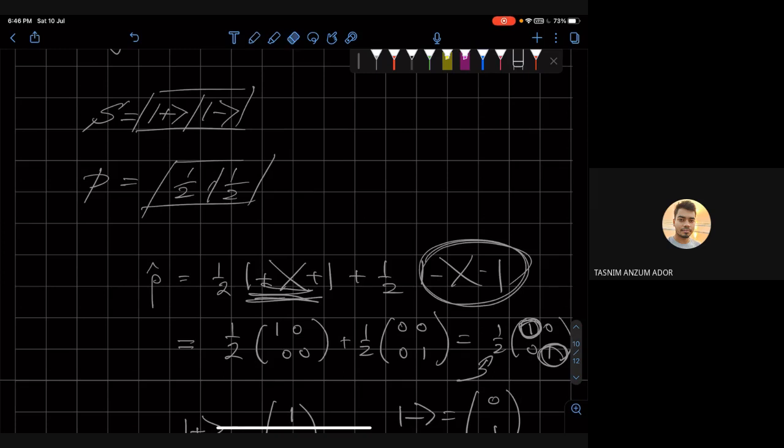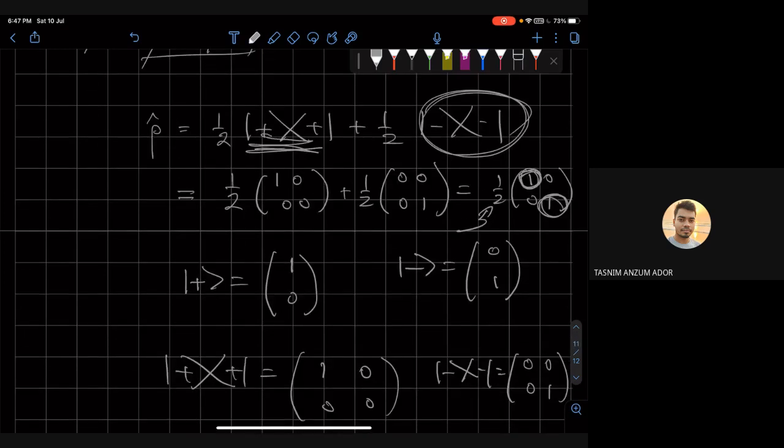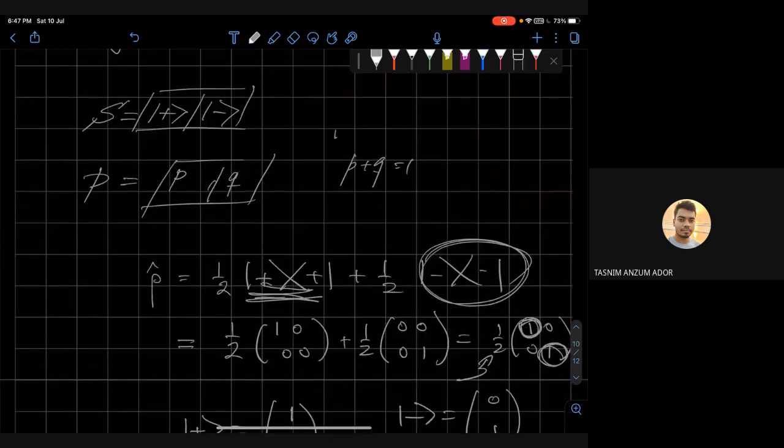If instead of half and half, I had some other number like P and say Q, where say P plus Q was 1, then the density matrix would be P plus plus plus Q minus minus, and then that would be P, 0, 0, Q. Okay? Any questions?